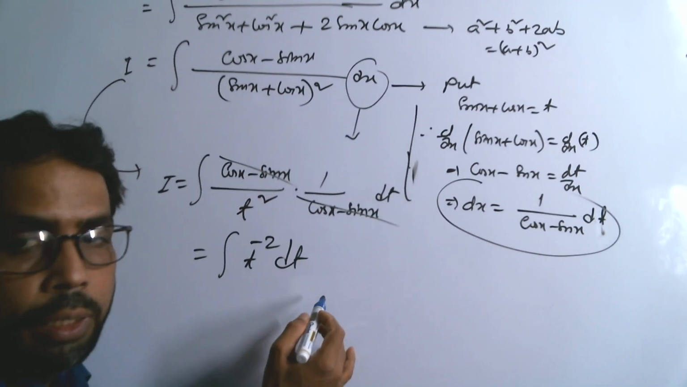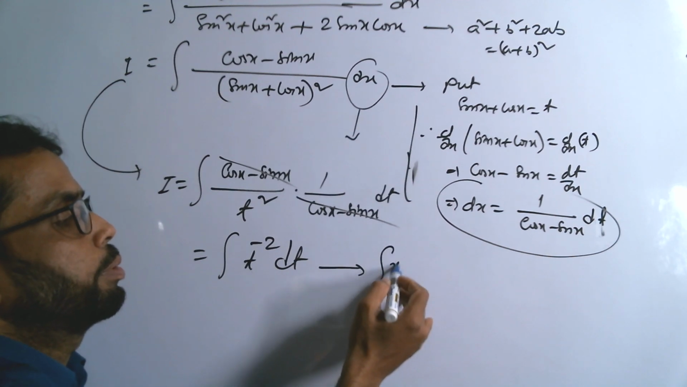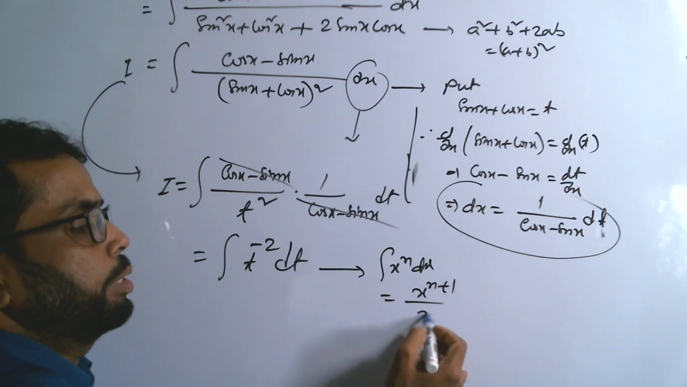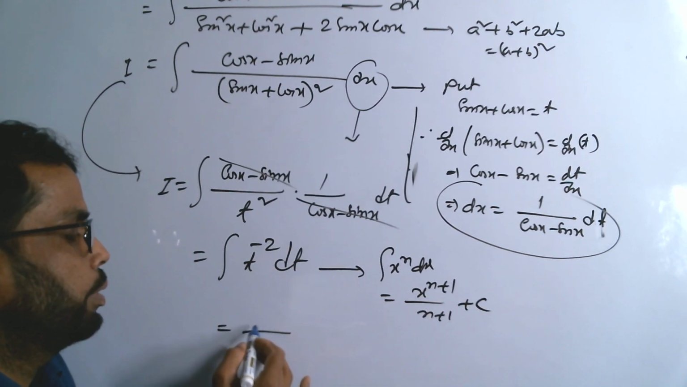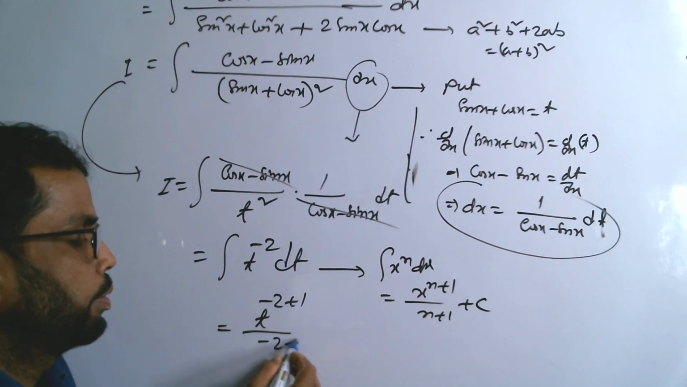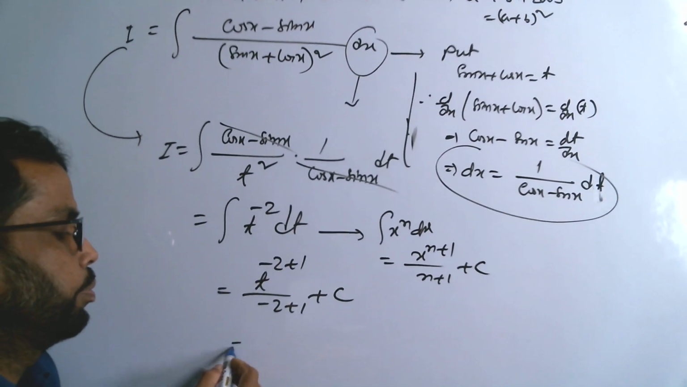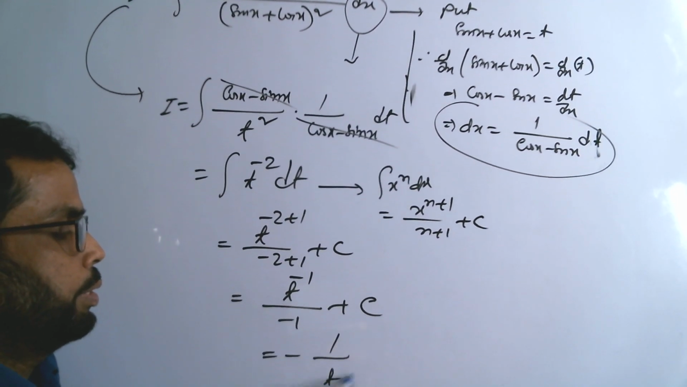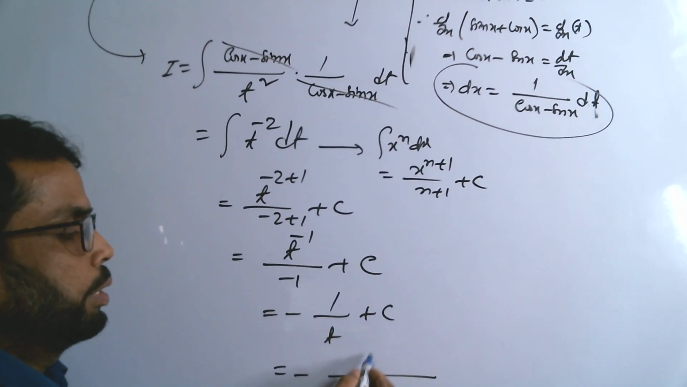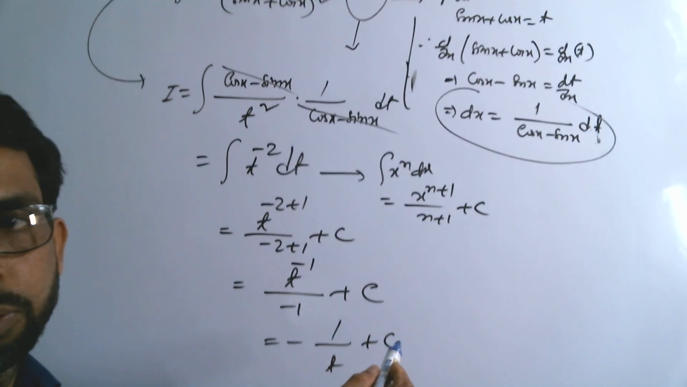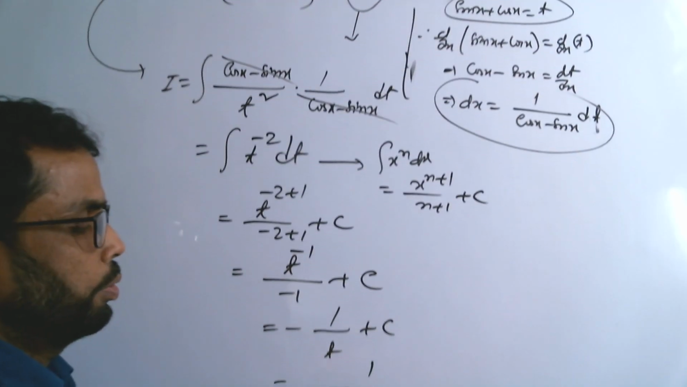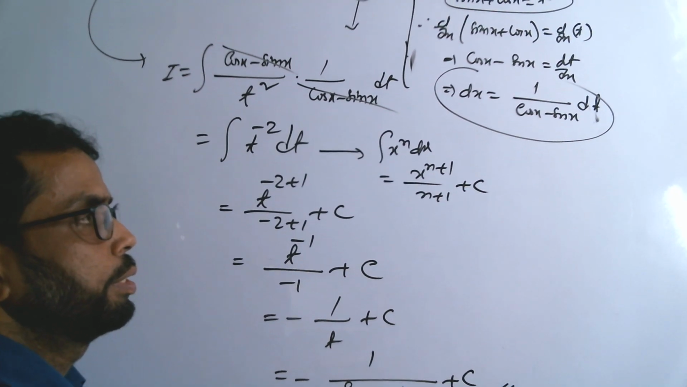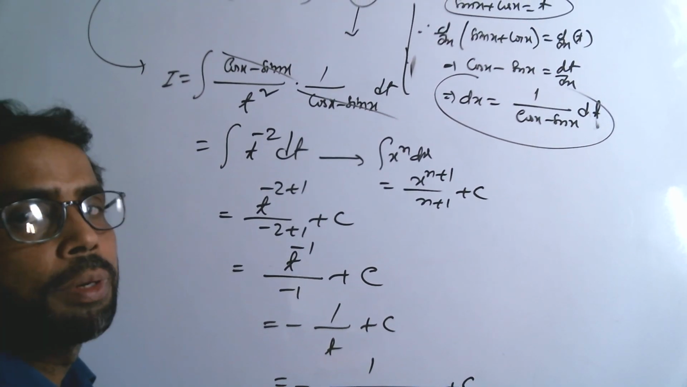Now the integration matches the basic formula, x power n dx, which is x power n plus 1 by n plus 1 plus constant. We can use it. So t power minus 1 by minus 1, finally minus 1 by t. Then we put back t. T was taken for sin plus cos, so it is minus 1 by sin x plus cos x plus constant, and this is the complete solution.